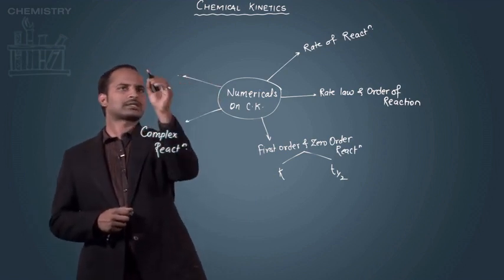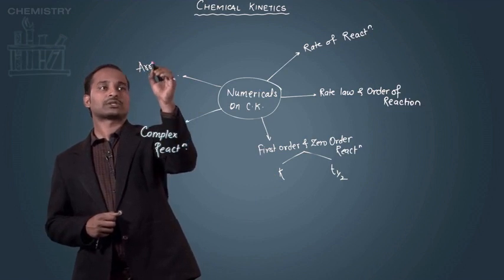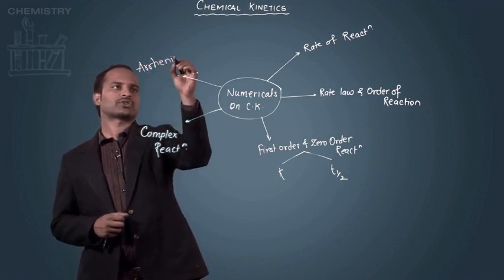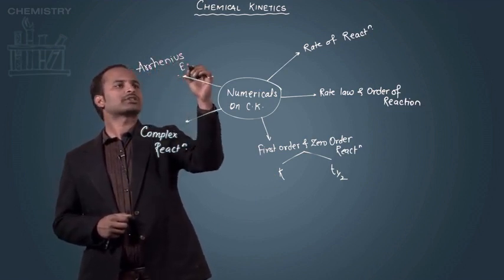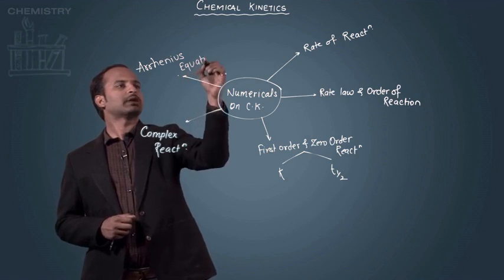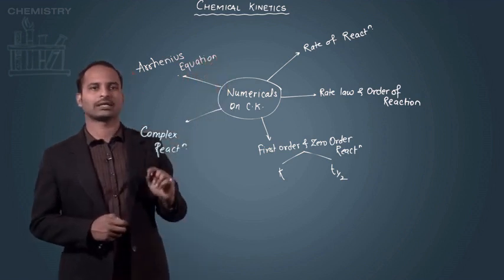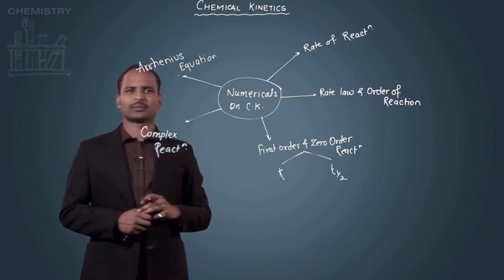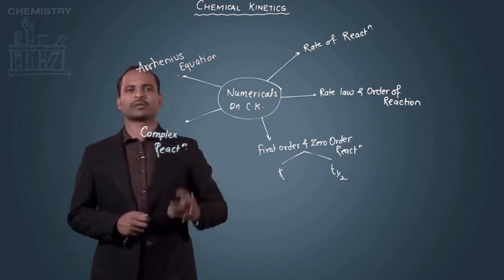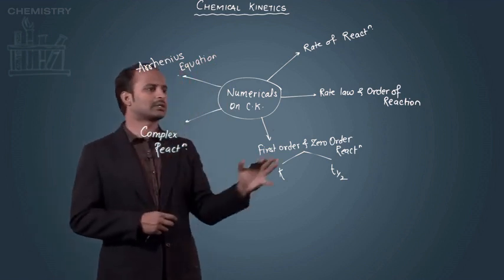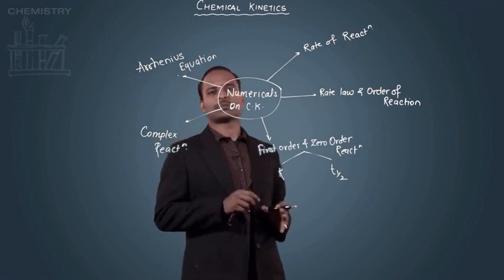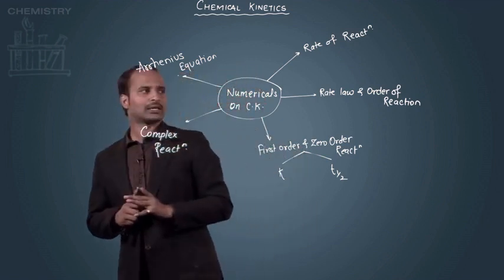Then finally, the questions are also asked on the Arrhenius equation, which gives the relationship between the rate constant and the temperature. They are directly proportional to each other, so questions are related to both of them. So these are the different parts of the chapter on which the numericals are asked.